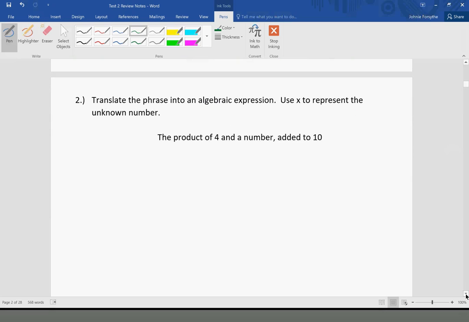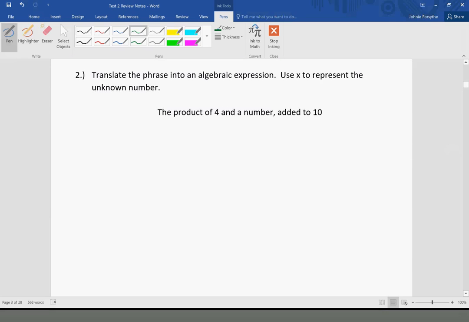Number 2, translate the phrase into an algebraic expression. Use x to represent the unknown number. So the product of 4 and a number added to 10. And so they tell us that we want to use x to represent the unknown number. So a number is going to be x. And so now we have the product of 4 and x.